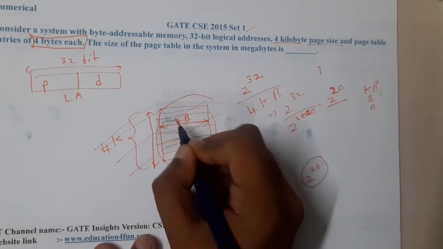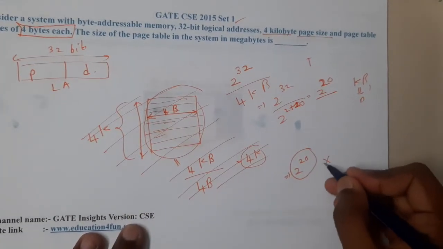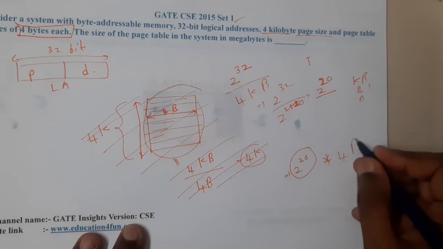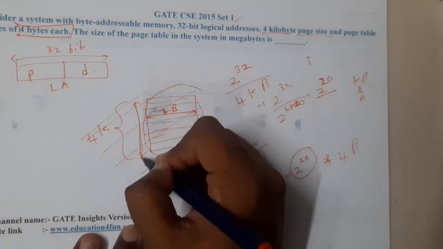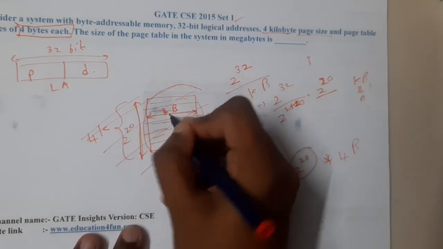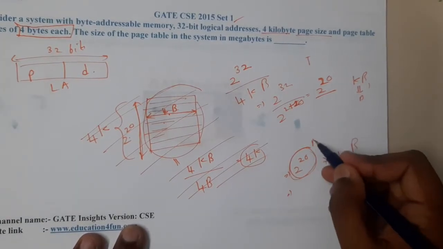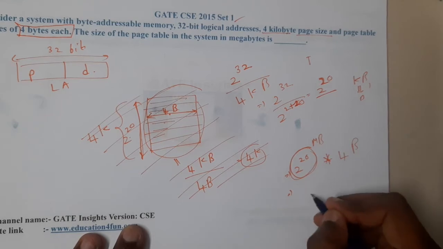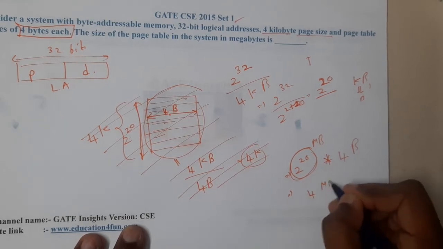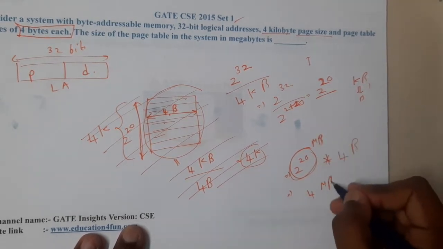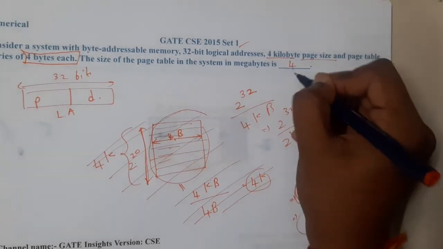Each row is of 4 bytes. So what will be the total size of the page table? It is the number of entries, that is 2 power 20 into 4 bytes. That is indirectly in MB, so it is 2 power 20 into 2 power 2, which is nothing but 4 MB. So they asked for that value, that's it.